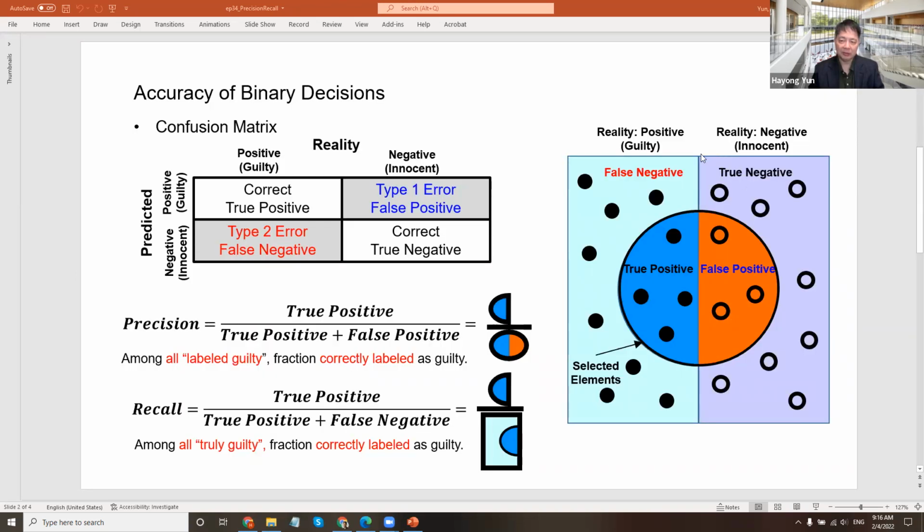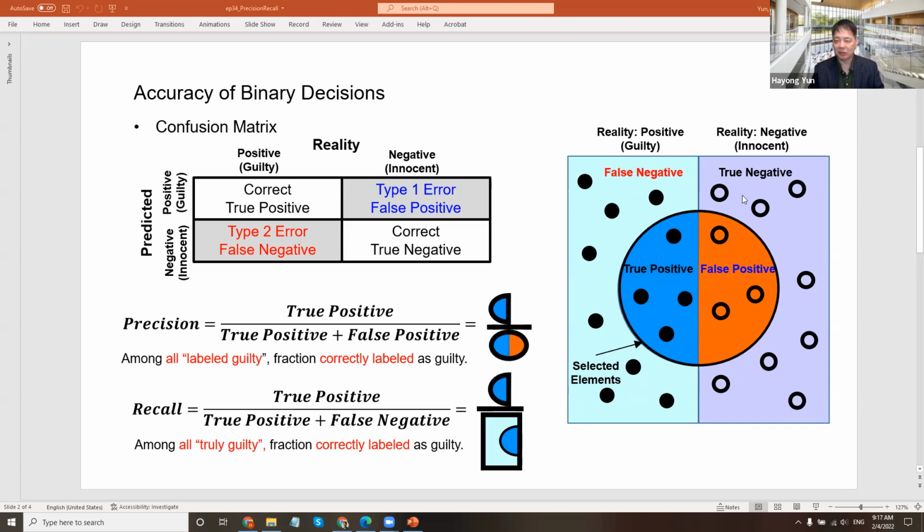So oftentimes a task in machine learning is to separate the guilty from the innocent. In this picture, for example, the black dots are the guilty ones and the hollow circles are the innocent ones. Suppose that our model is like a circle. Within this circle, we accuse them to be guilty. Some of them are truly positive, like here in the circle, but some of them are falsely accused. These we call false positive. Outside the circle, the truly guilty ones are missed as being guilty, so that's false negative.